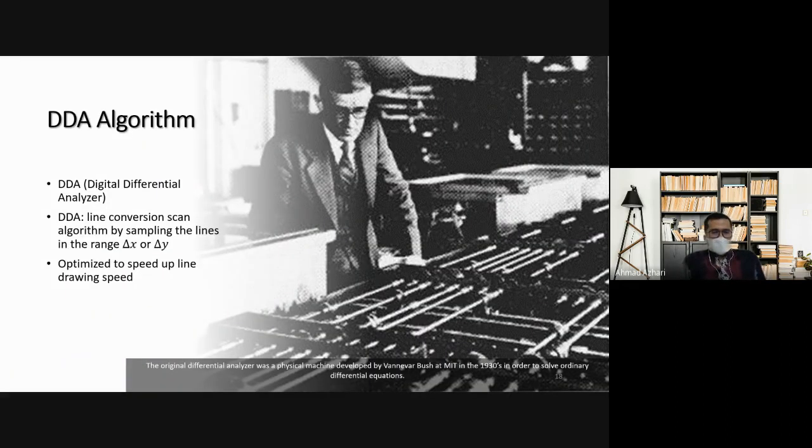So this is the DDA algorithm. DDA is a digital differential analyzer. DDA is a line conversion scan algorithm that samples the line over the range of delta x or delta y, or difference x and difference y. It is optimized to speed up line drawing.